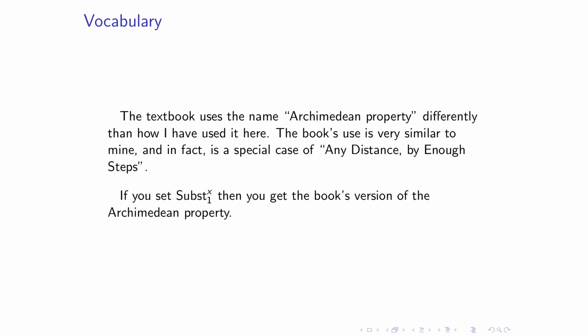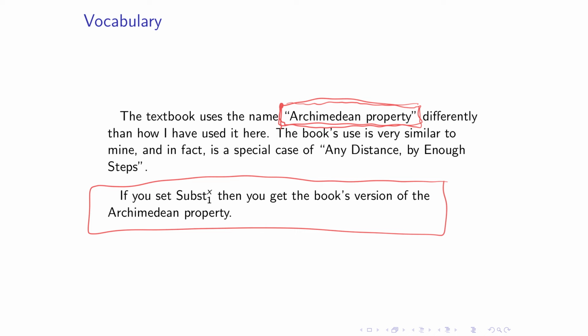And I'll just point out some vocabulary. The textbook uses the phrase Archimedean property to refer to a particular result that is similar to some of the results that we have here. At least some authors call the Archimedean property the theorem that I have called any distance by enough steps. So there's just not perfect uniformity about what these names mean. So anyway, if you take what I called any distance by enough steps and you specifically apply that when the value x there is 1, or rather, I think I called it y, so when y is set to 1, then you get what the book calls the Archimedean property. But just be aware that when you see the Archimedean property in other settings, it might be what the book is talking about, or it might be some slight variation on that.